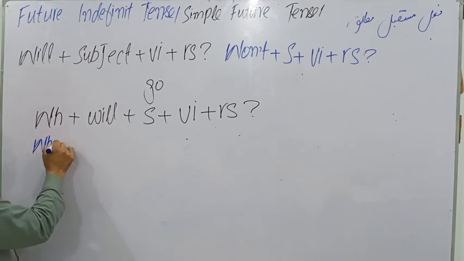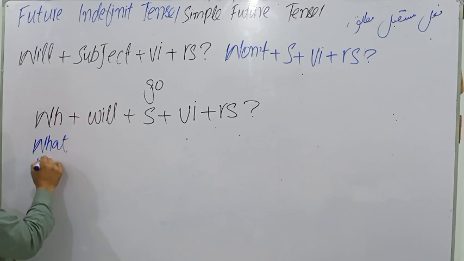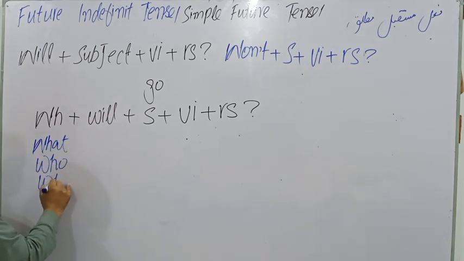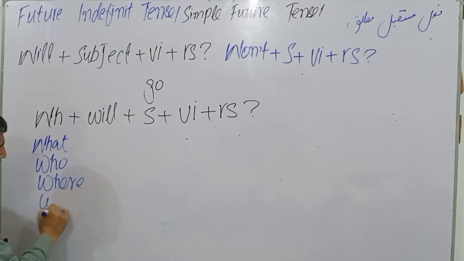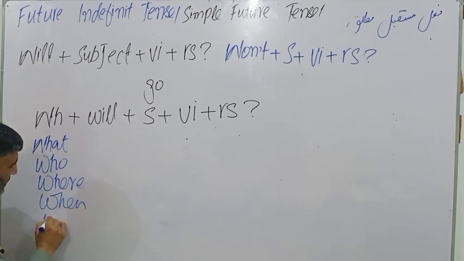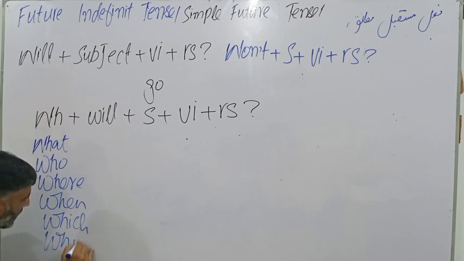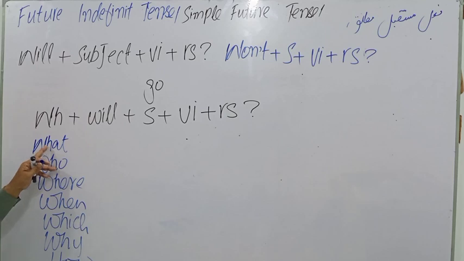So we wrote in the last tense also the WH words are 6 words. What are they? What, who, where, when, which, why, and how. Very good. These are WH questions. So what we use to ask about non-living things, plants and animals. We use who to ask about human beings, इंसानों के बारे में जब हम पूछते हैं.